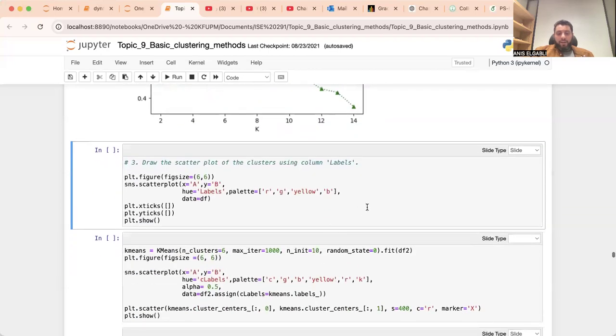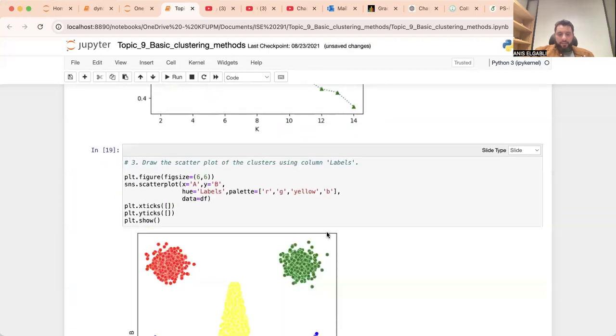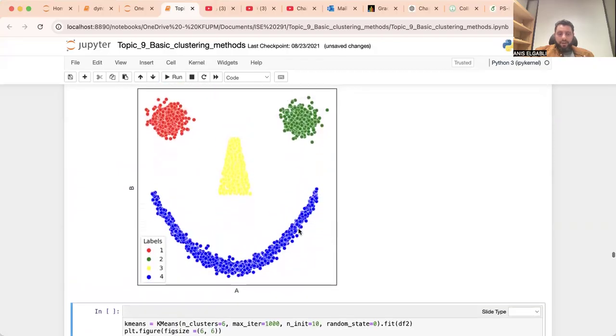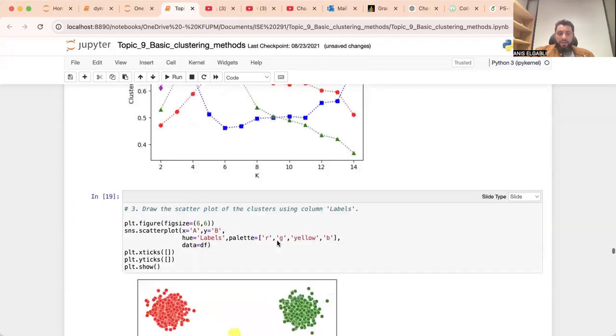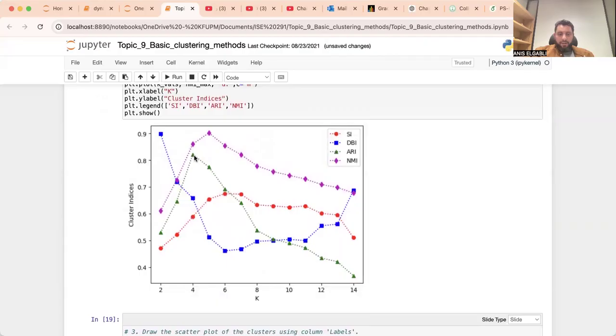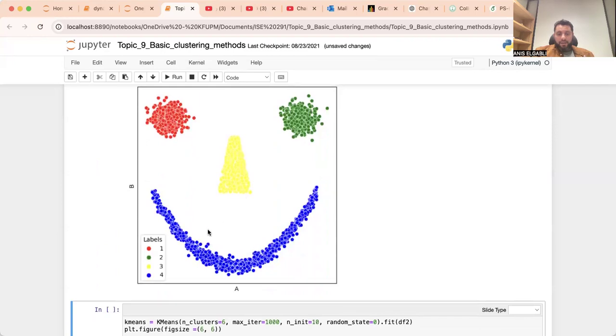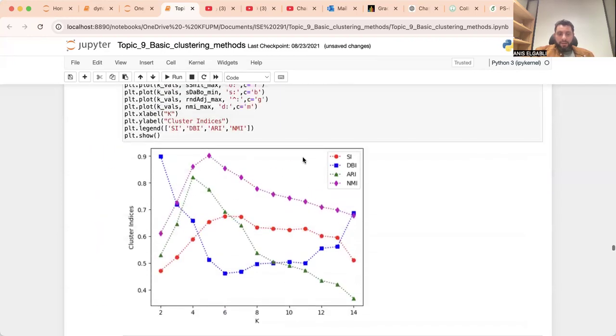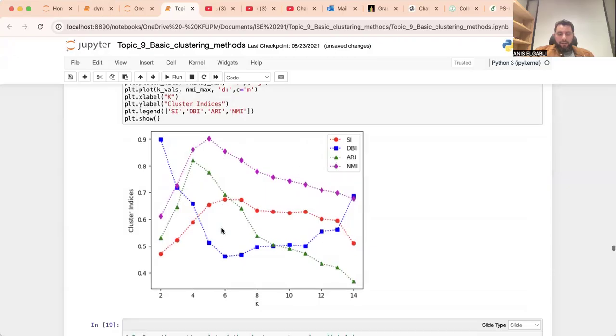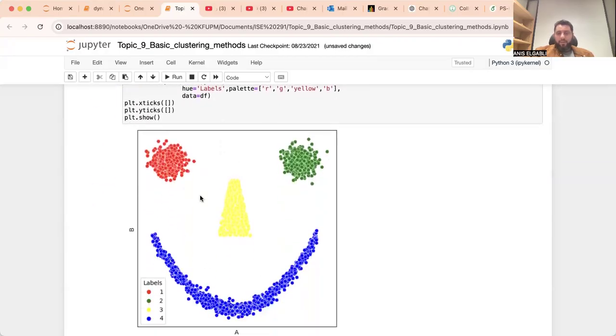Let's look at this data here. Let's plot feature A versus B. As you can see here, 4 seems to be the most reasonable choice. The data actually represents two eyes, a nose, and a mouth, so there are 4 clusters. It seems that ARI is doing the best job here in finding the best K. The internal ones, the ones that do not have access to the ground truth, are telling us that there are 6. And the NMI is saying that there are 5, but the most reasonable choice here is 4.